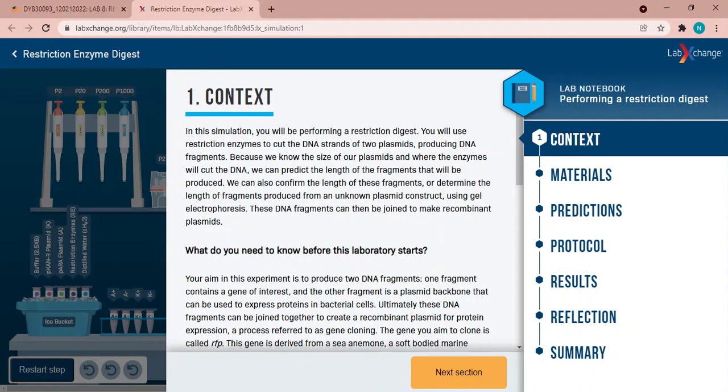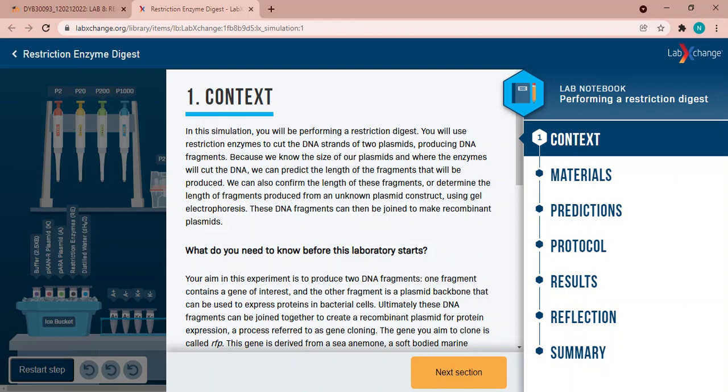Today I want to show you how I prepare the lab simulation of restriction enzyme digestion. In this simulation, I will be performing a restriction digest. I will use restriction enzymes to cut the DNA strands of two plasmids, producing DNA fragments. Because we know the size of our plasmids and where the enzymes will cut the DNA, we can predict the length of the fragments that will be produced.